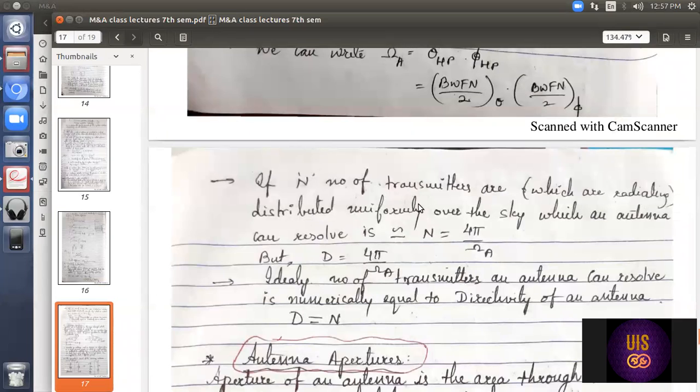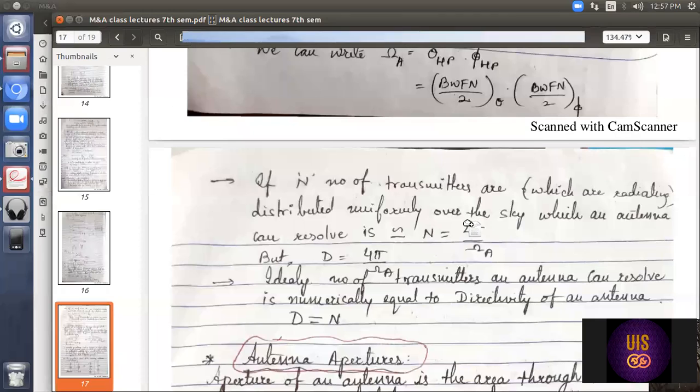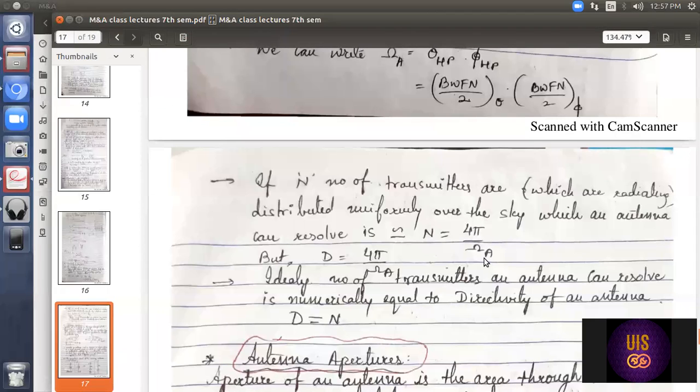If there are n different transmitters distributed in the sky uniformly, then if an antenna can resolve this, 4 pi by omega A is equal to what? Directivity. We have derived this formula. So directivity and resolution, that is capital N, are sometimes interchangeable terms. Ideally, the number of transmitters that an antenna can resolve is numerically equal to the directivity. D is approximately equal to capital N, where N is the number of transmitters that can be resolved. So how clearly they can be made visible.